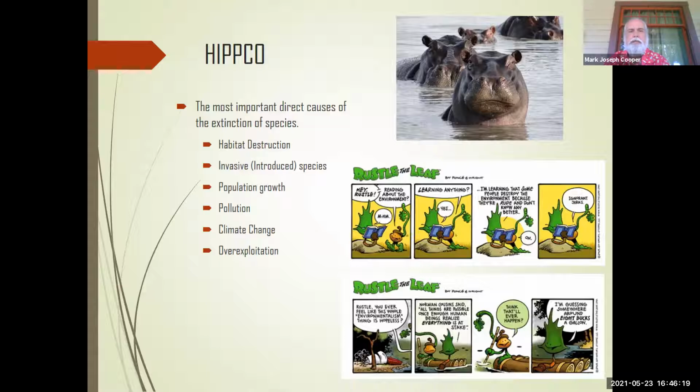So HIPCO stands for habitat destruction, invasive species, or your book calls them introduced species, population growth, pollution, climate change, and over exploitation, which your book does not use. They talk about over harvesting, but a bigger and better term would be over exploitation. So let's go through these real quickly and talk about what their effects are.